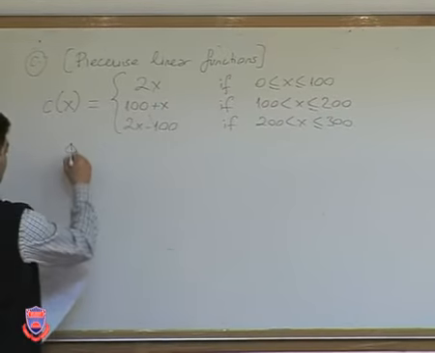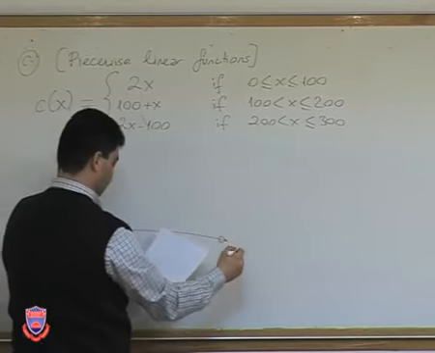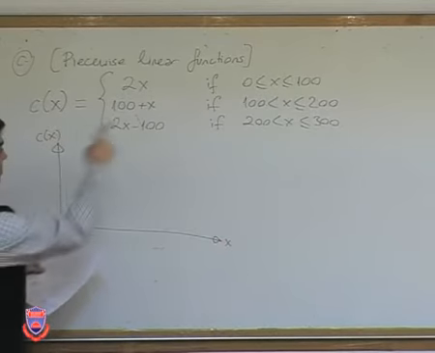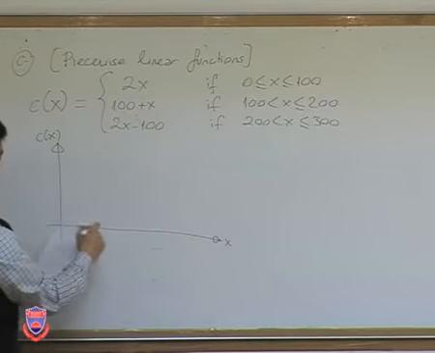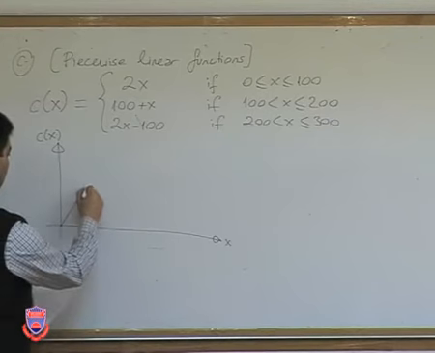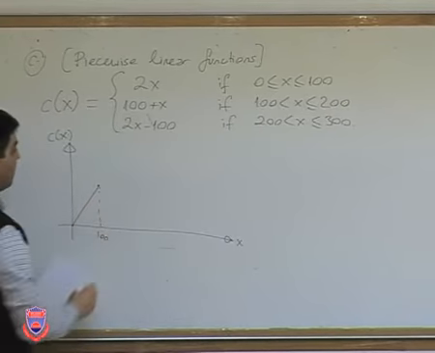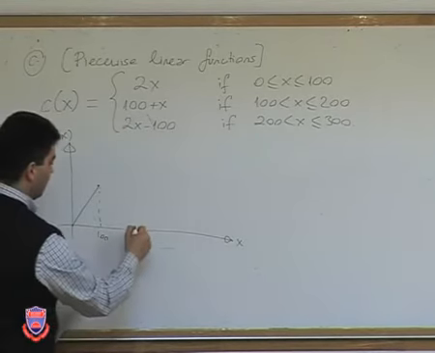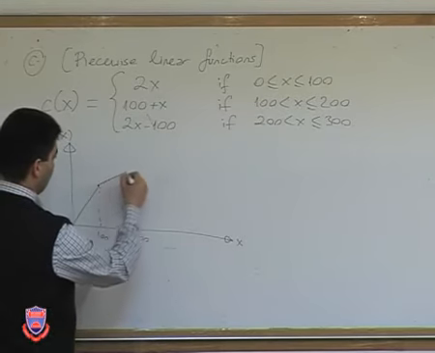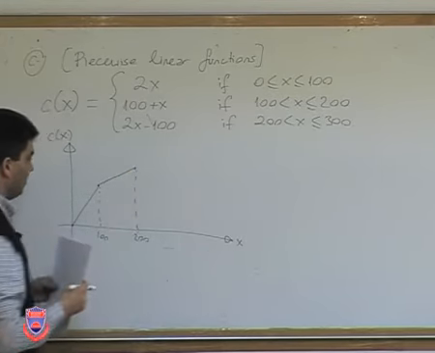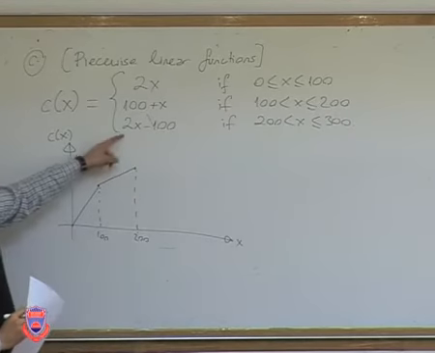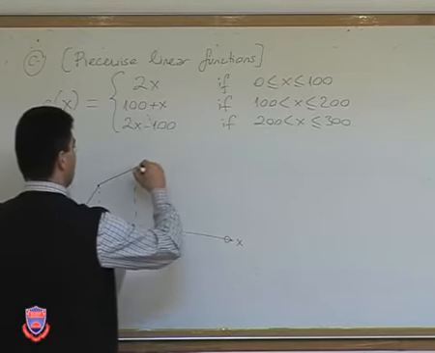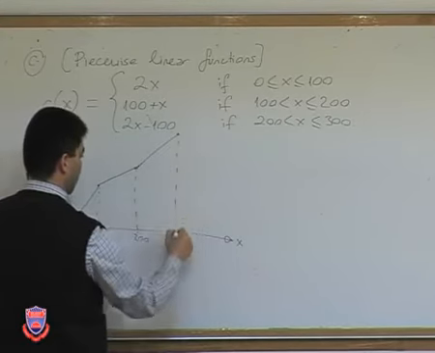So this is basically what the function looks like. Here's my x. This is my function c of x. When x is between 0 and 100, this is just 2 times x, which looks like this function right here. If x is between 100 and 200, we have 100 plus x, so the slope now changes. So this is the value of the function here. And then if x is between 200 and 300, I have 2x minus 100. So again, I have the same slope as the first part, so this is what my function looks like.